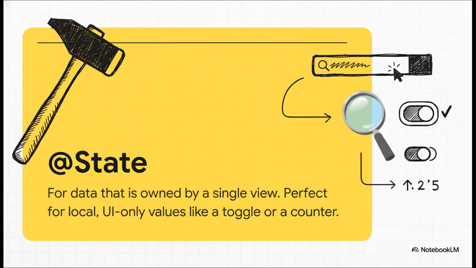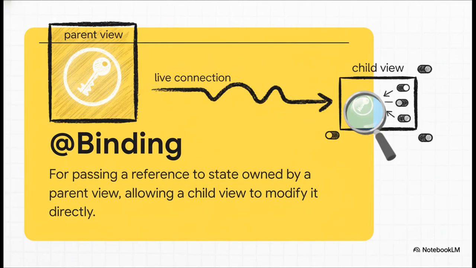@State is for data that is owned by and private to a single view. Is a toggle on or off? What's the text in a search field? That data lives and dies with that one view. That's the perfect job for @State. Next up is @Binding. So if @State is the actual piece of data, @Binding is like handing the keys to a child view. You're not making a copy of the car, you're giving the child permission to drive the original. This creates a live, two-way connection so a subview, like a custom toggle button, can directly change the @State that its parent owns. It's absolutely crucial for making reusable components.